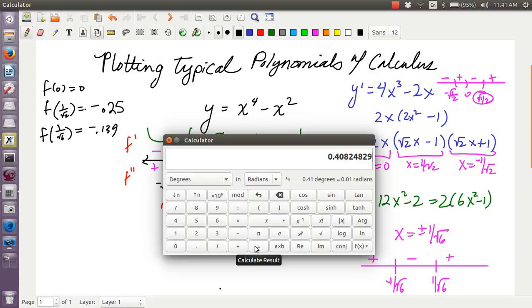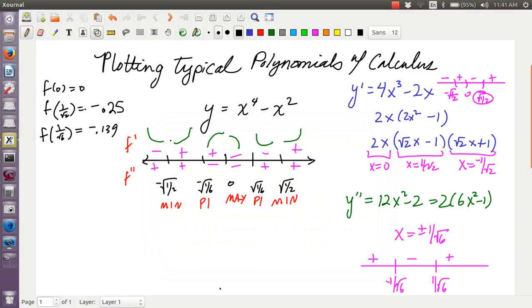0.40825 would be better, 0.40825. And then you would raise that to the fourth and subtract that same 0.40825 squared, and then you would get something close to 0.139. Okay. Now, I'm not going to bother calculating whether it's plus or minus, because actually with this function, you're going to get the same thing. The negative signs are all going to disappear.